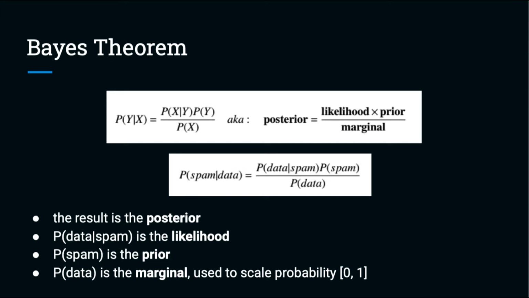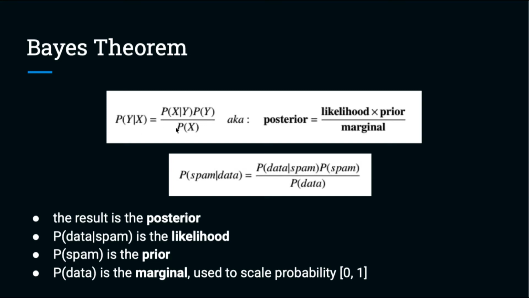The naive Bayes algorithm takes its name from Bayes' theorem. Bayes' theorem is a way to calculate the probability of a label given the data. By taking the probability that we would see that data given the label times the probability of that label, all divided by the probability of the data.